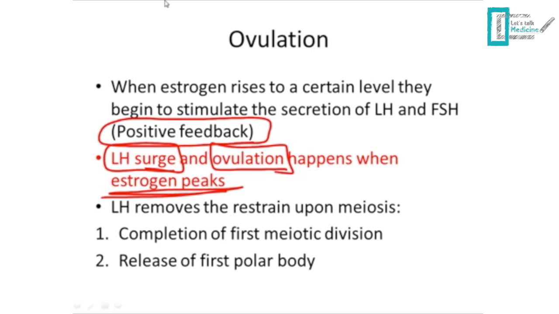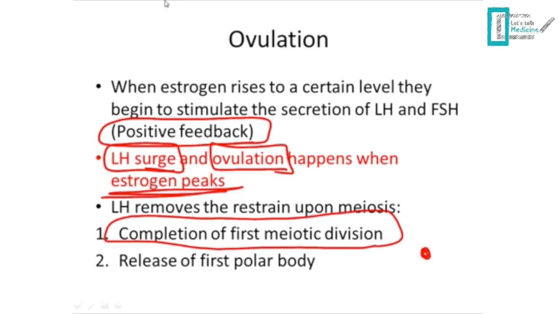Okay? So LH removes the restraint upon meiosis, completion of first meiotic division, and release of the first polar body. So an exam question usually: when does the first meiotic division finish? At the point of ovulation. Just before the oocyte leaves the follicle, that's when the first meiotic division finishes and we release the first polar body. You need to know these two things because it might come in an exam question as when does the first meiotic division happen in the female menstrual cycle, or when does the first polar body get released.